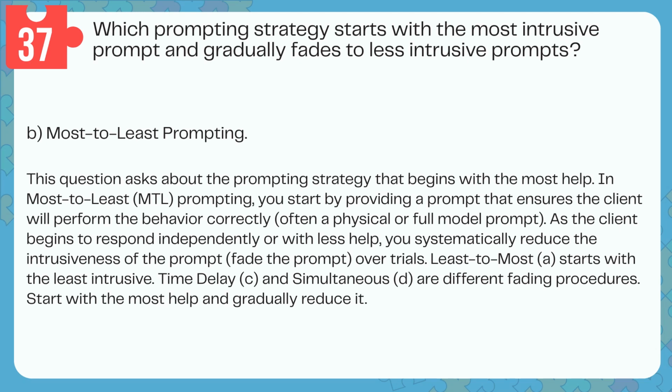Answer. B. Most to least prompting. This question asks about the prompting strategy that begins with the most help. In most to least, MTL, prompting, you start by providing a prompt that ensures the client will perform the behavior correctly, often a physical or full model prompt. As the client begins to respond independently or with less help, you systematically reduce the intrusiveness of the prompt, fade the prompt.